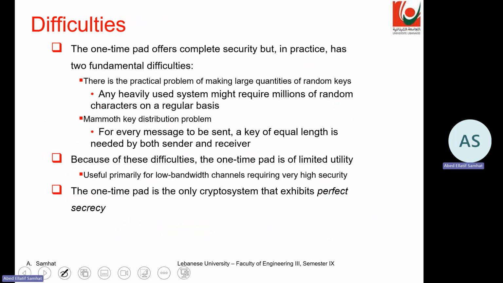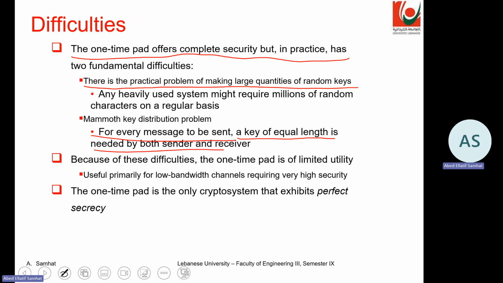So as we said, the difficulty here is that the one-time pad offers complete security, but in practice it is too difficult. There is a practical problem of making a large quantity of random key. You need a scheme in order to have this large quantity, and it should be done randomly, to avoid any relationship between them. And the other thing is that for every message to be sent, you should have a key of equal length.